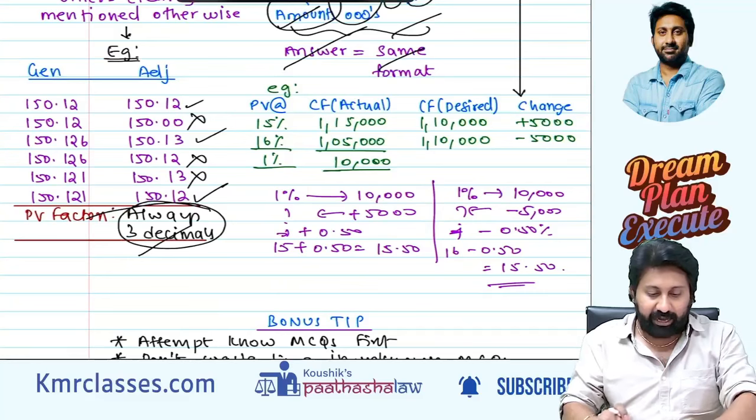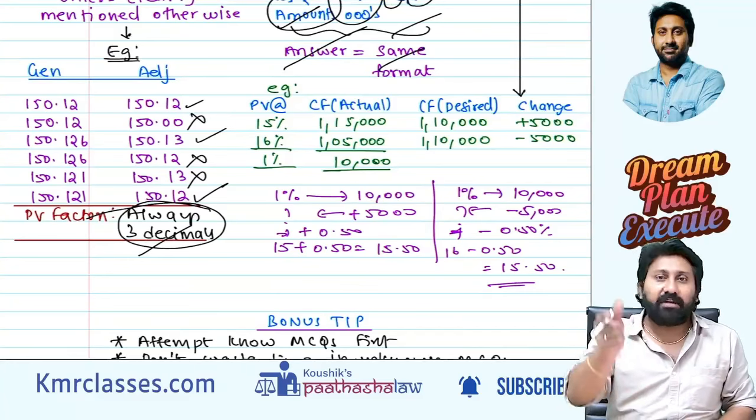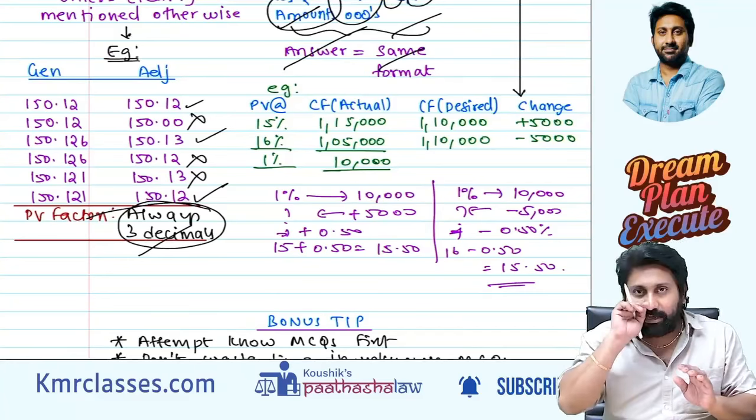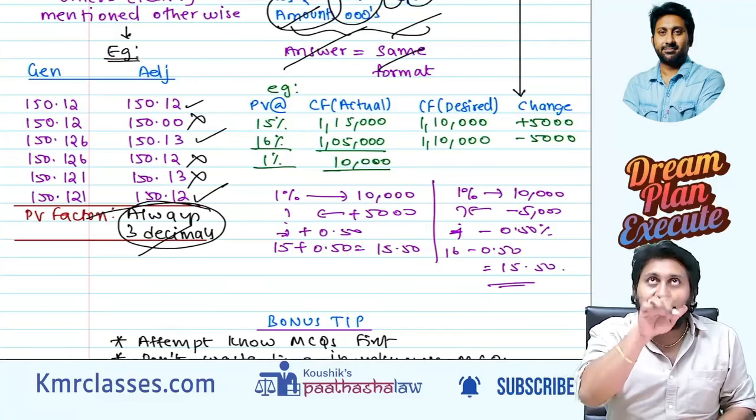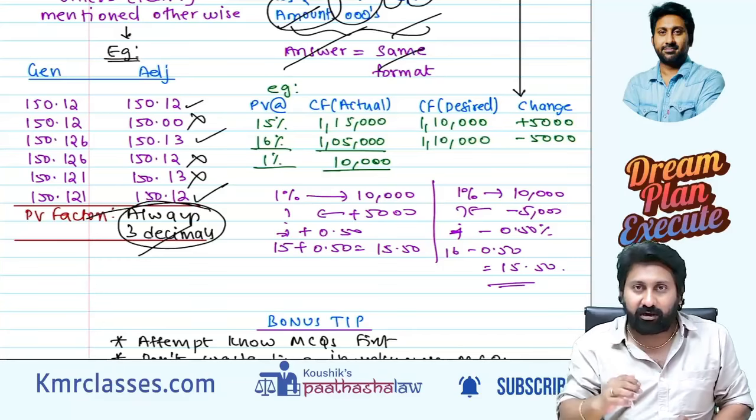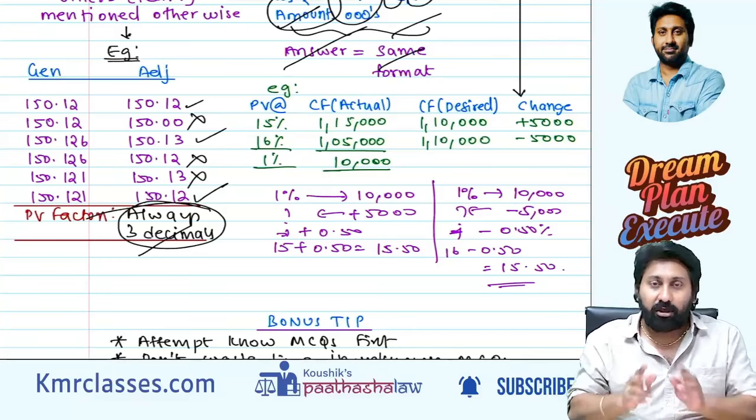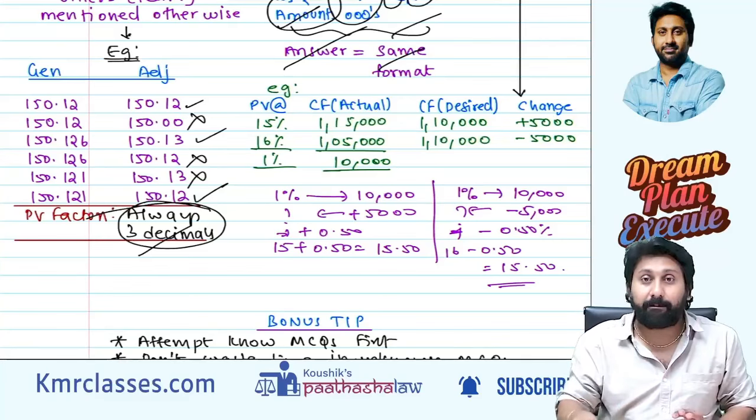You will be calculating the IRR. For IRR, you will anyway calculate NPV. NPV should be 0 in order to find an IRR. At one PV factor, you will get some amount. At another PV factor, you will get another amount. You should compare it with the outflow.